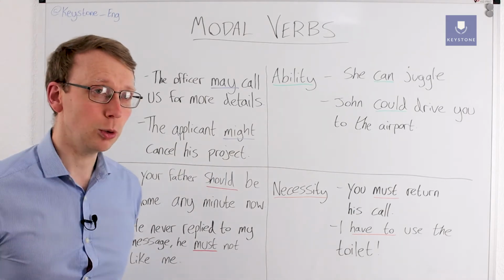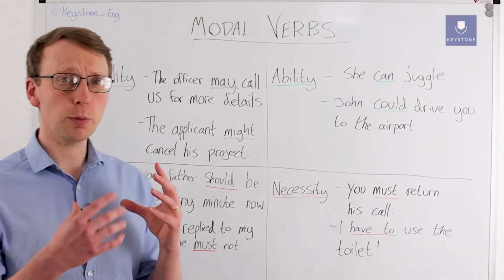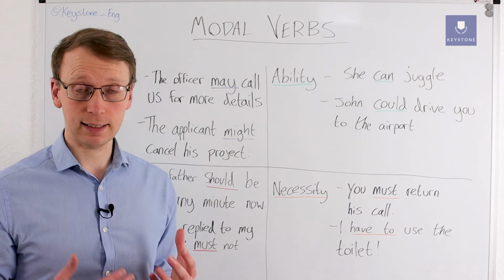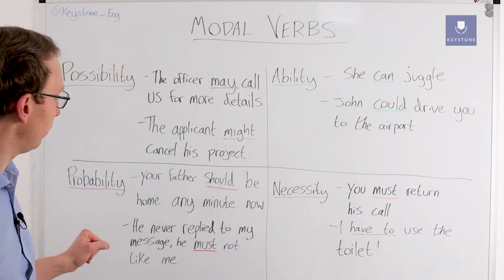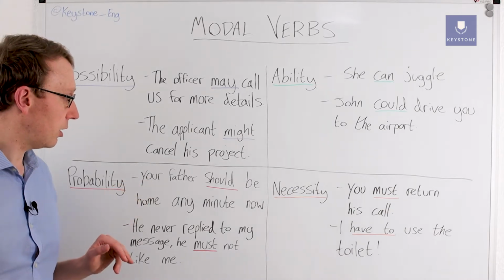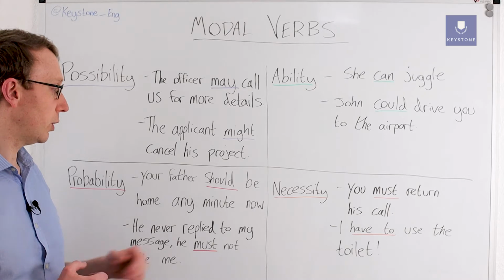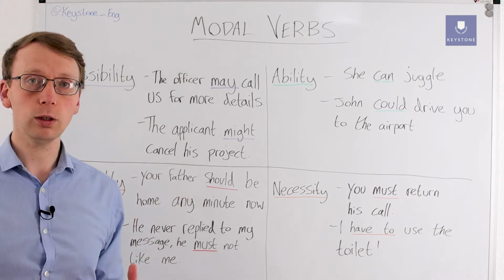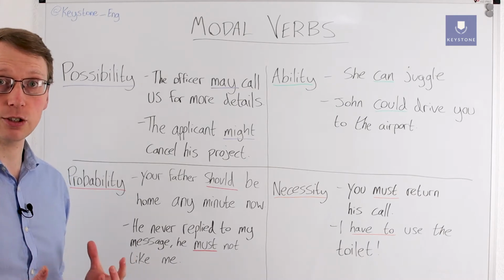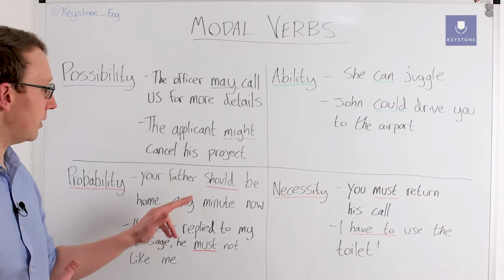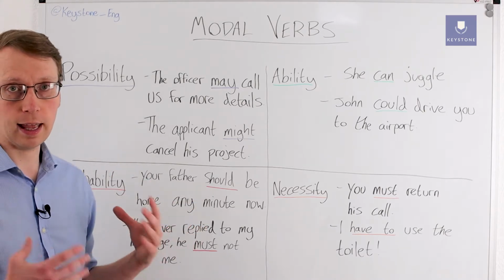Now, we can also use modal verbs to talk about probability, so something that is quite likely to happen. It has a higher percentage chance of happening. So the example given here, your father should be home any minute now. Should is a modal verb that means that there is a high chance of it happening. It is probably going to happen.